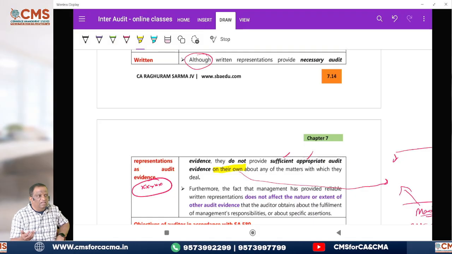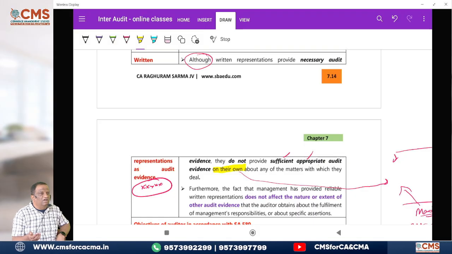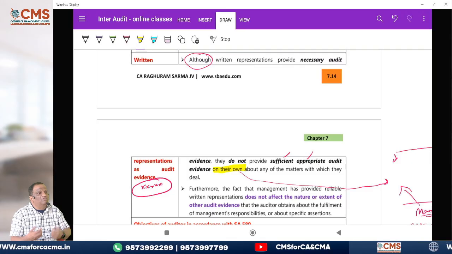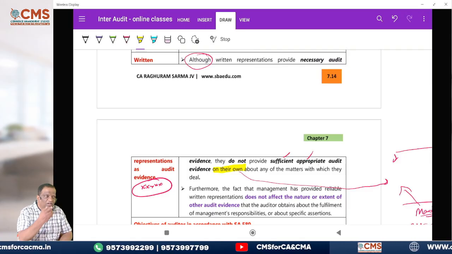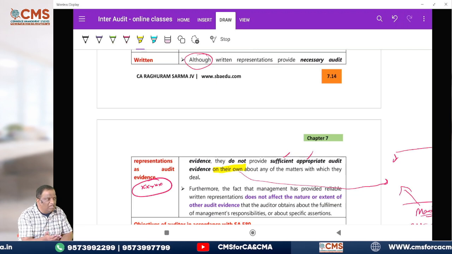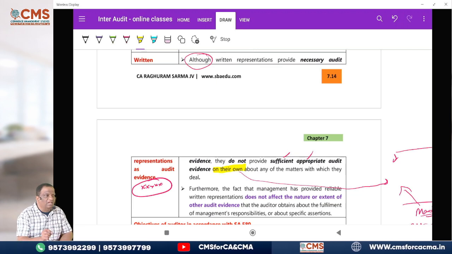And indirectly, if this is allowed, think logically. Then my audit will get closed in one day. I go to the client. Now, are you sure that debtors is actually 50 lakhs? Yes, he says 50 lakhs. Then I say, give it in writing. He will give one writing. Yes, I have to collect 50 lakh.